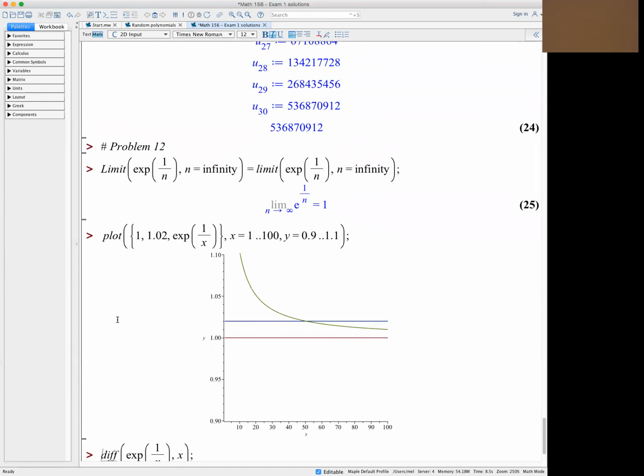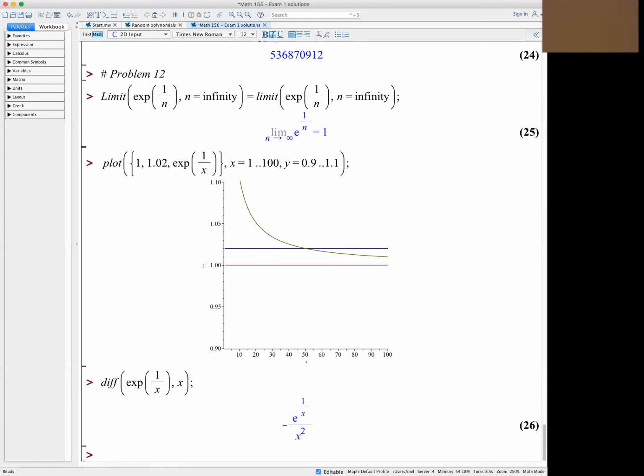Okay. So here's a nice picture of what's going on. The green is my function. As x goes to infinity, it's decaying, it's approaching 1, and it's always bigger than 1. And this is the line 1.02. And at some point, it's below 1.02. And I want to find this point. So find the smallest positive integer n such that e to the 1 over n is less than 1.02. So for what integer n is the green curve below the blue line? That's what we have to figure out.